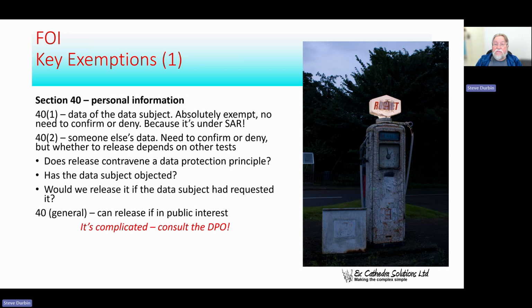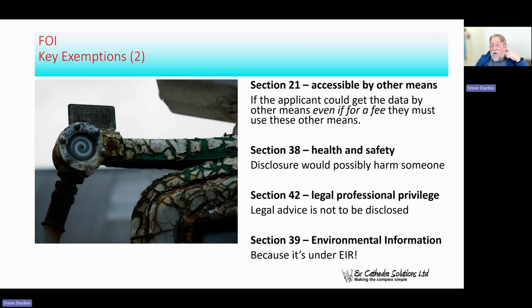So what other exemptions are there under FOI? Well, like I say, there's quite a lot of them, so I'm not going to go into all of them. Section 21, accessible by other means, I've already mentioned. If they can get it anywhere else, even for a fee, then they must use those other means. A common example here is the land registry. The land registry keeps data about every single property ownership in the UK and land ownership, obviously. They charge a fee for accessing. So if people are asking you about ownership of property, then you just say no, go to the land registry. You don't have to answer that question.